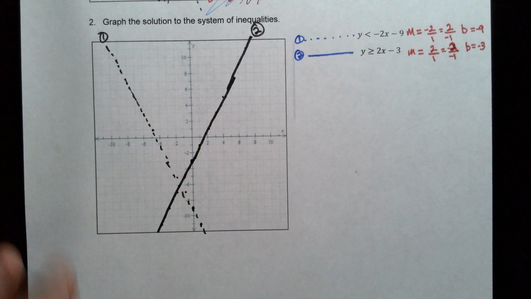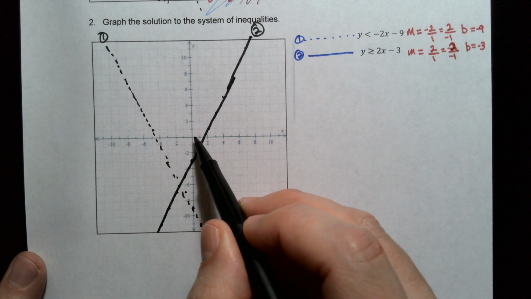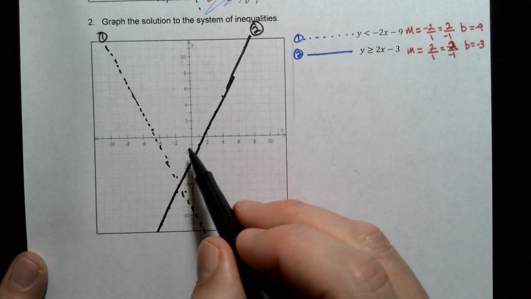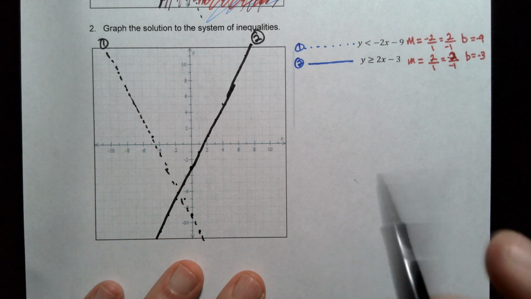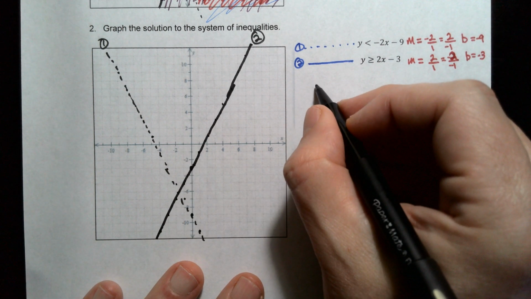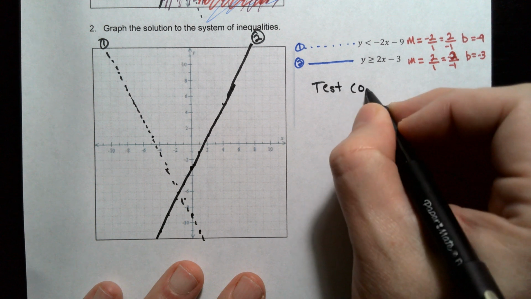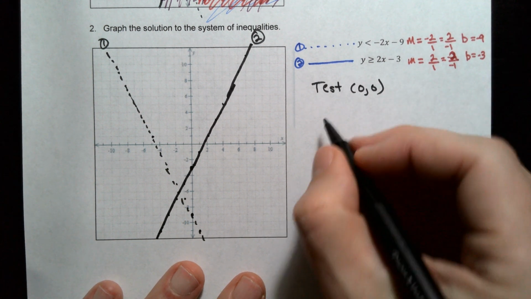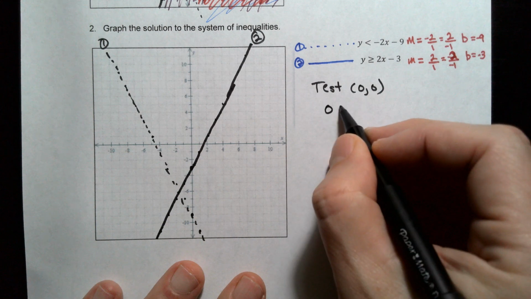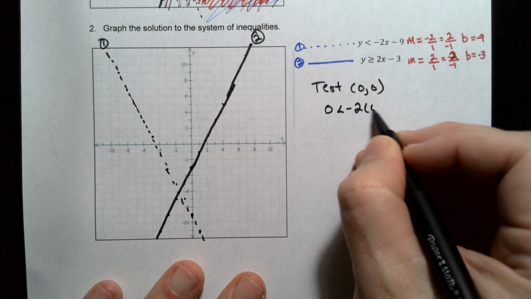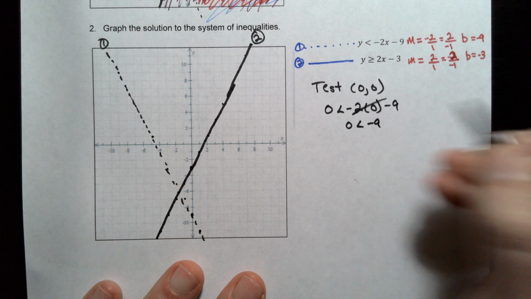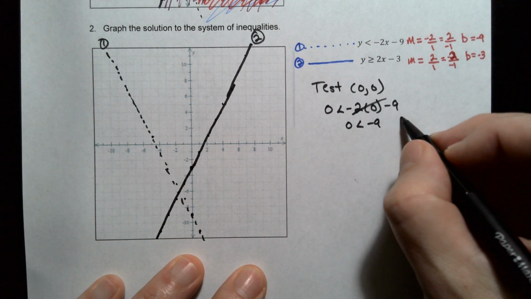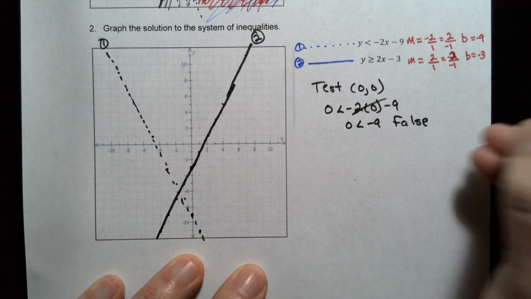Okay, so now we need to figure out which side to shade. I'm going to do exactly what I did last time. I'm going to pick a number that's in a region for both of these. 0, 0 is always the best one to try unless one of your lines goes through 0, 0. So let's test 0, 0 in both of these. For the first one, instead of y, it's 0 is less than negative 2 times 0 minus 9. This goes away. So 0 is less than negative 9. Is that true or false? False. 0 is not less than negative 9.